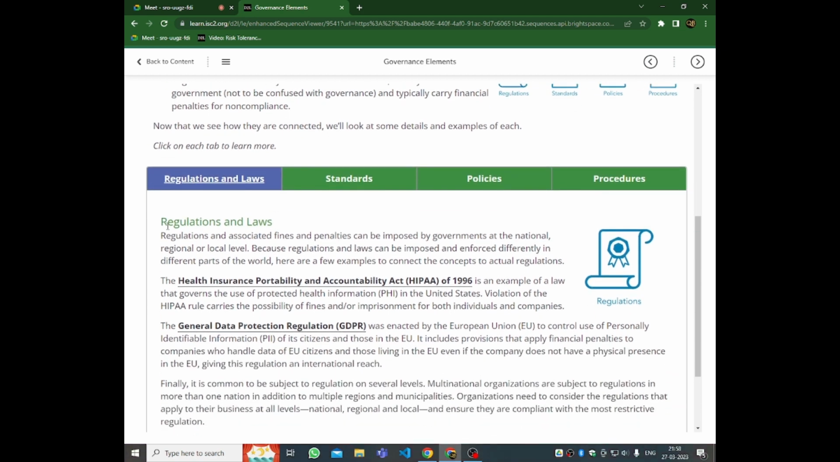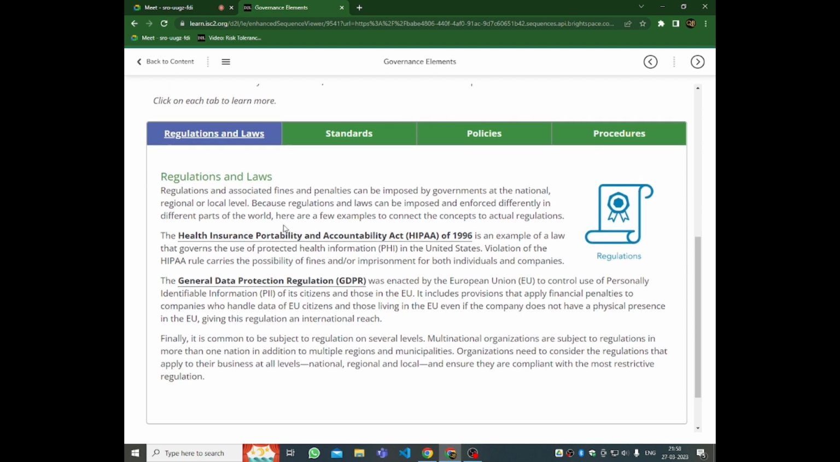Let's see the first tab. What are regulations and laws? Regulations and laws carry associated fines and penalties. Penalties can be imposed by governments at the national, regional, or local level, because regulations and laws can be imposed and enforced differently in different parts of the world.